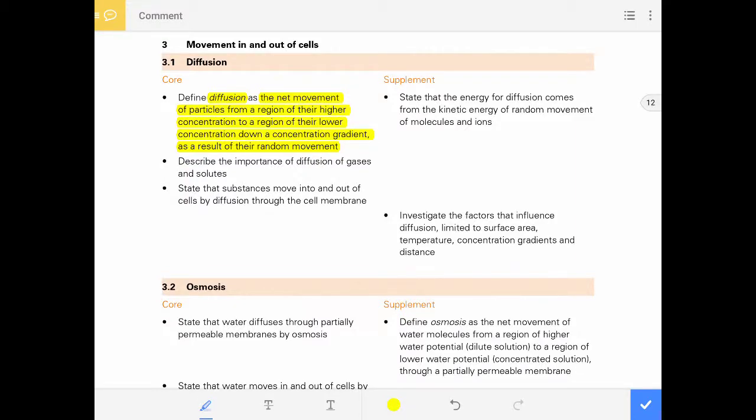Hey guys, this video is going to be about unit 3.1, about diffusion. Diffusion is the net movement of particles from a region of higher concentration to a region of lower concentration, down a concentration gradient, as a result of their random movement.